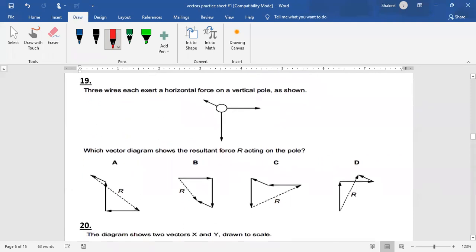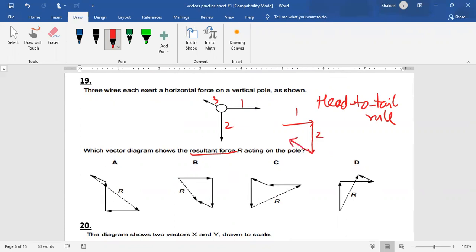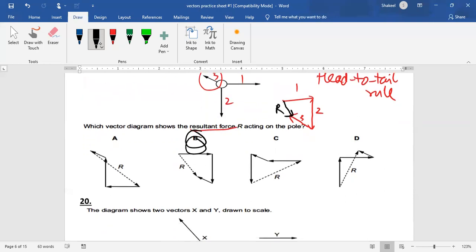Question 19 is a bit different. Three forces are acting and you have to find the resultant for them. What you have to do is arrange them according to the head to tail rule. So these are your vectors, 1, 2 and 3. First draw vector 1, then draw the second vector such that its tail coincides with the first, then draw the third such that its tail coincides with the head of the second. As it is short in length, you have to draw it almost the same length. And then the resultant starts from the first vector and points at the last one. If you see, the diagram is similar to B over here.